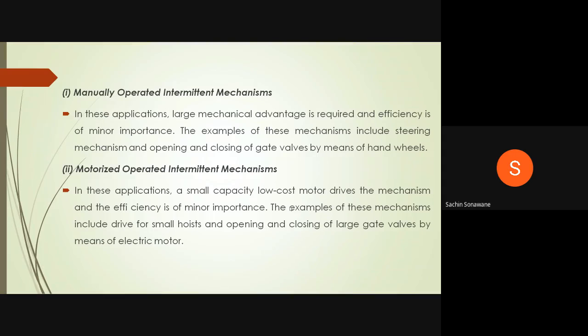Second, motorized operated intermittent mechanisms. In these applications, a small capacity, low cost motor drives the mechanism and the efficiency is of minor importance. The examples of these mechanisms include drive for small hoists and opening and closing of large gate valves by means of electric motor.